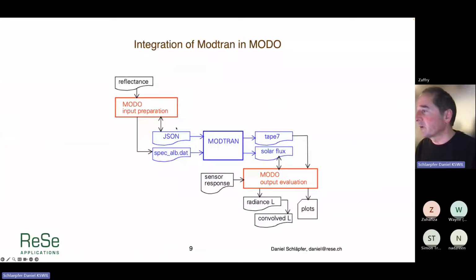So we have MODTRAN itself, the blue part here, which uses some JSON inputs, some spectral albedo of the ground as input files, and produces so-called tape 7 outputs, maybe solar flux. MODTRAN itself has a graphical user interface. Myself, I have almost no experience using the official user interface to MODTRAN. The reason is that the official user interface is not optimized for remote sensing applications. It's rather optimized for operating MODTRAN itself.